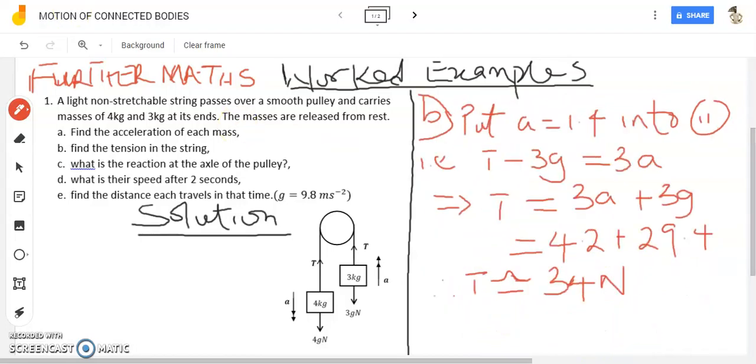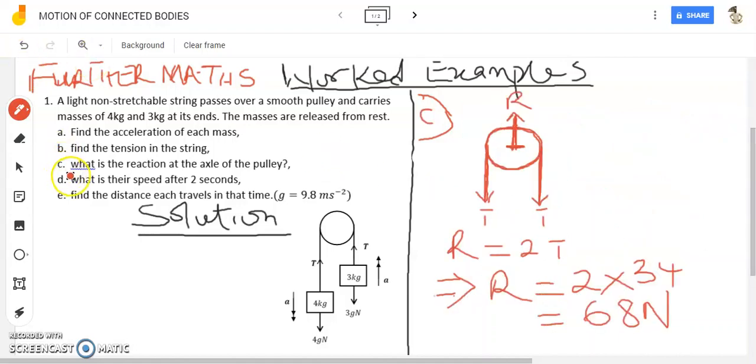Now to question B, which is to find the tension in the string. All we quickly need to do here is to put the a we found initially to be 1.4 into any of the two equations. I prefer the second equation, which is T minus 3g equals 3a. So when I put a and g into the equation, I have T to be approximately equal to 34 newtons.